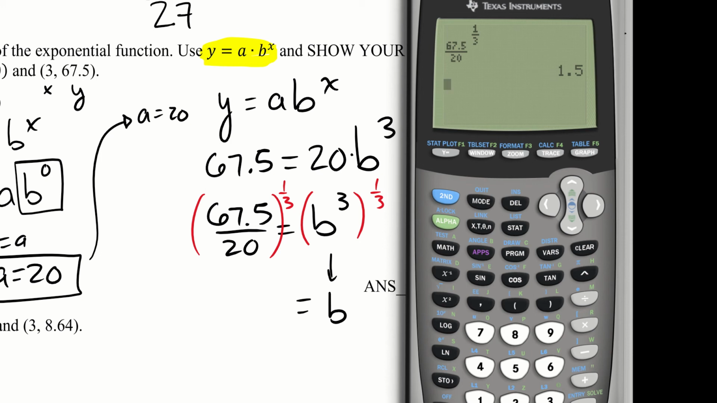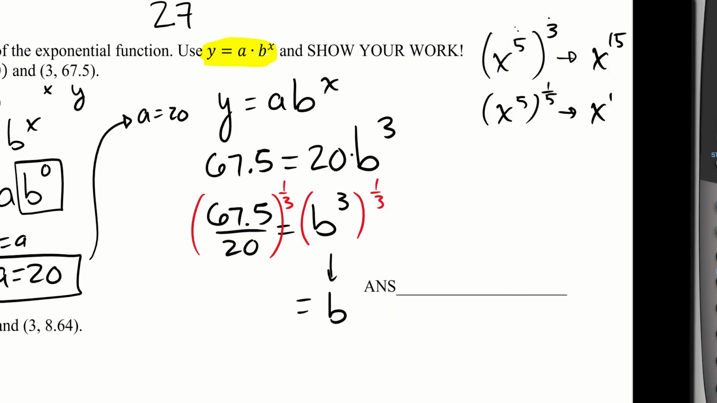So another way I could enter that without that fraction key is I could just use parentheses. Inside here, I can take 67.5 and divide that by 20. And I can close parentheses, and then I can raise it to the power of, and then I'll put parentheses up here, 1 divided by 3, right? That's to the 1/3 power. And when I do that, I also get exactly 1.5.